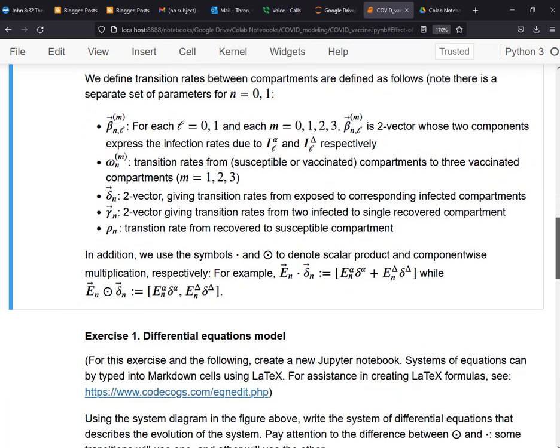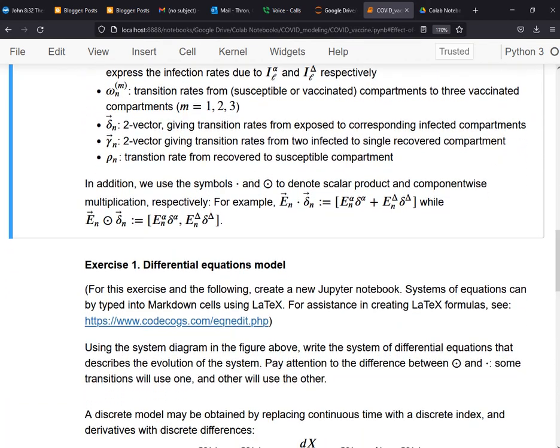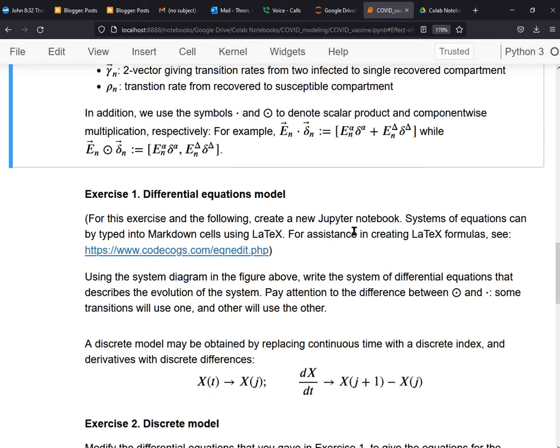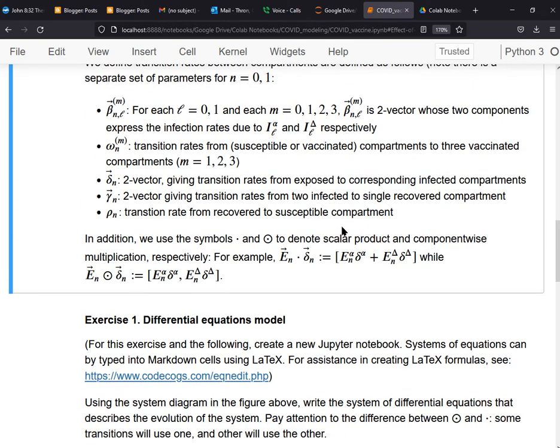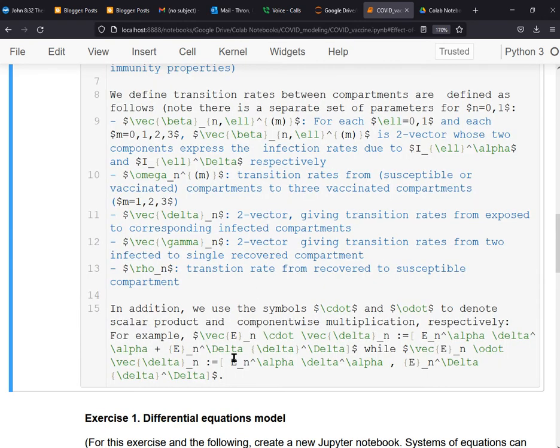All right. So here you use symbols dot and circle dot. Circle dot is component-wise multiplication, as I said. Okay. All right. Now, so the first exercise, you do everything. By the way, you'll do all your exercises in a Jupyter notebook. And the systems of equations can be typed into markdown cells using LaTeX. All right. You can see some examples of LaTeX formulas just by clicking into this cell. You can see that I've used LaTeX here.